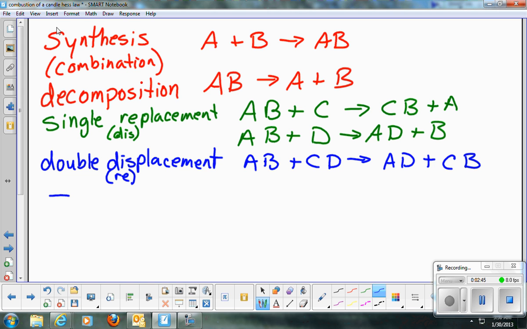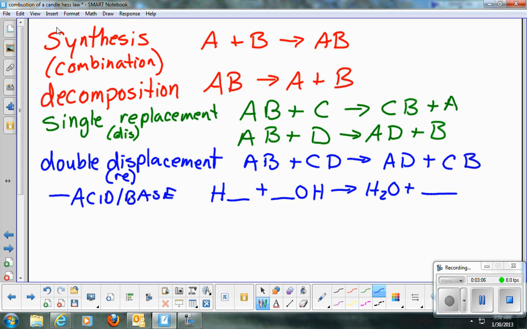a special kind of double displacement, and it's called acid-base. And I usually put strong acid, strong base, but you'll learn that later. It has where you have a hydrogen and something, so an acid, plus something and an OH, that's a base. It gives you water plus something else that we call a salt. It's a neutralization reaction, so an acid-base reaction. Also known as a neutralization because you get salt and water. Neutralized.